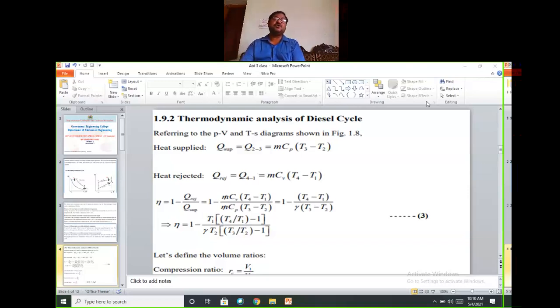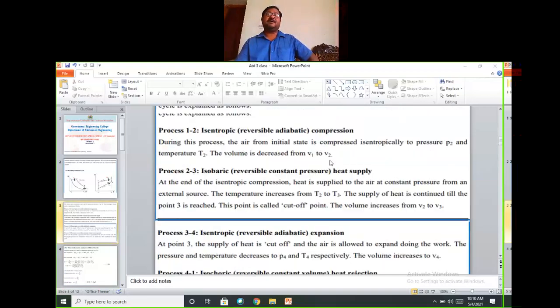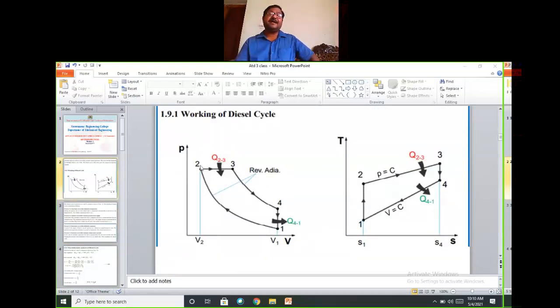Heat supply is Q2-3, and as we know, heat is m Cp delta T. In some cases m Cv. Here m is the mass of the ideal fluid, that is the air. Cp is the specific heat of the air. T3, the air temperature, minus T2. Why are we using Cp here? Cp is at constant pressure. Heat supply is at constant pressure because it is a constant pressure process.